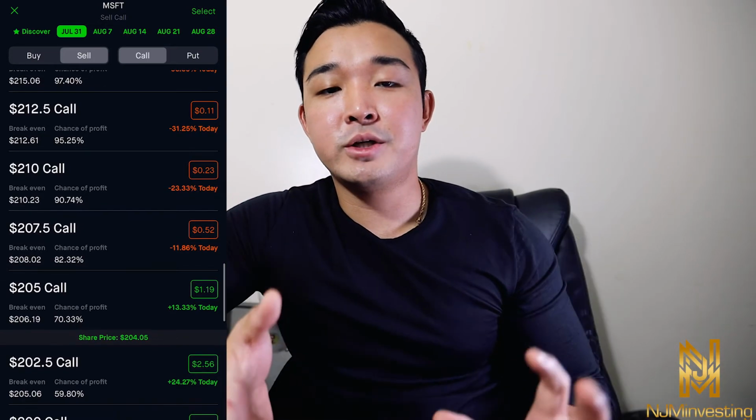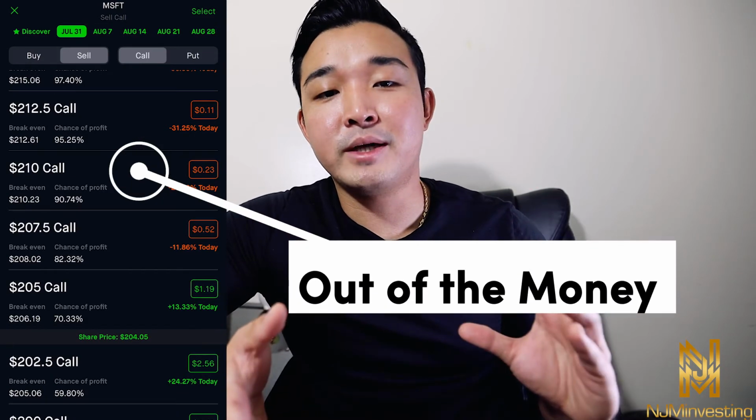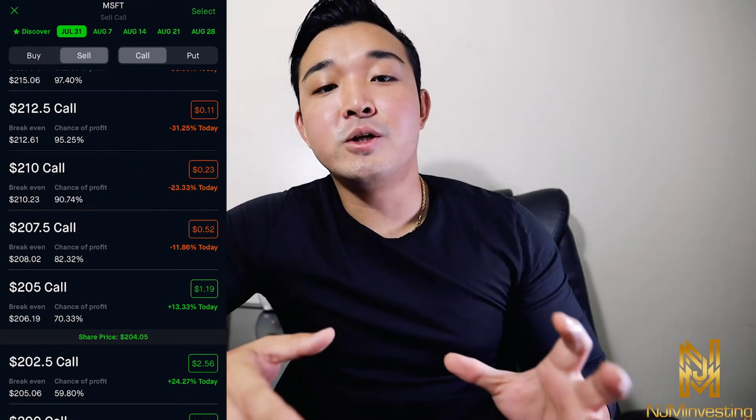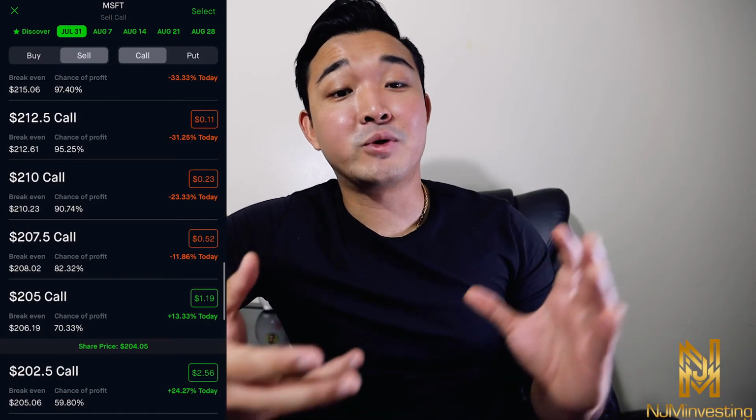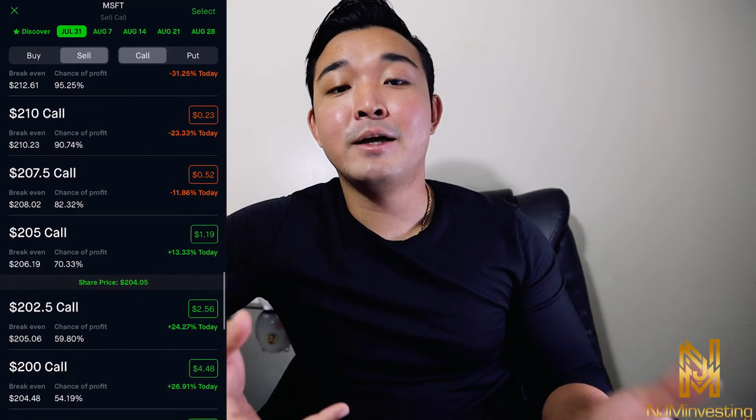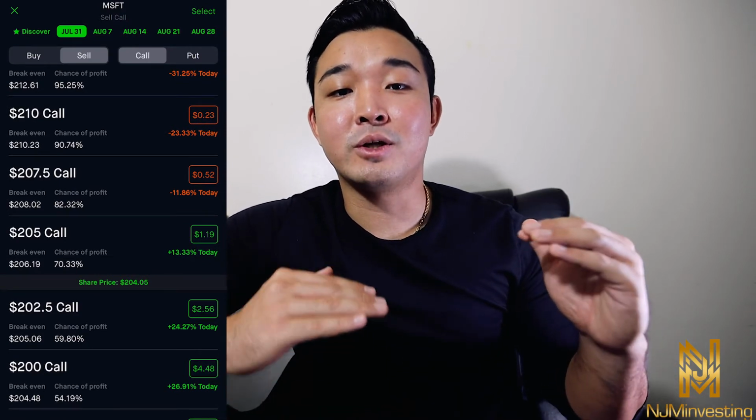If you'd like to keep the 100 shares of Microsoft, look at strike prices that are way out of the money. But if you don't mind getting more premium for your contract and possibly giving up those 100 shares to an options buyer, then look at strike prices closer to the current share price.